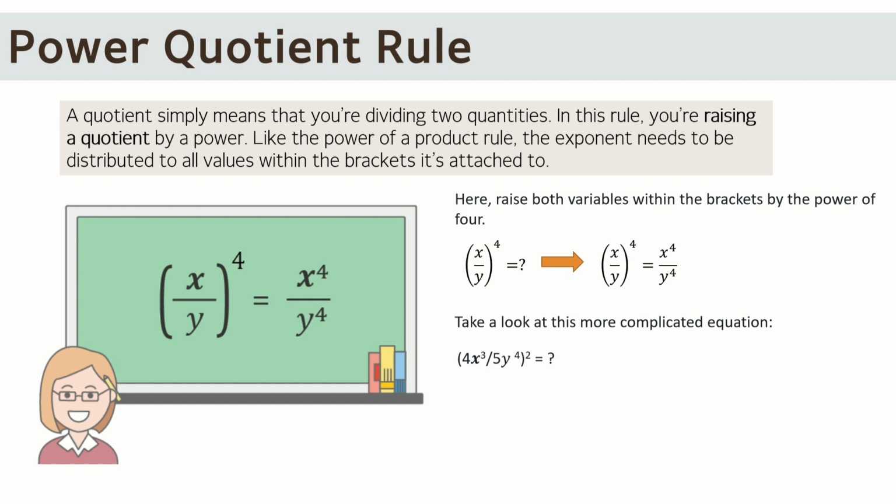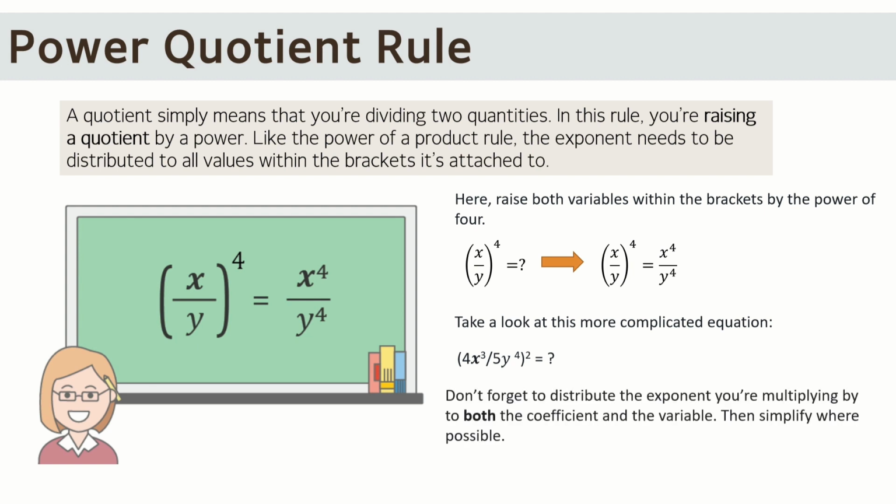Let's say we have the quantity of 4x cubed all over 5y raised to 4, raised to a power 2. Don't forget to distribute the exponent. You're multiplying it to both the coefficient and the variable. Then simplify where possible. So from here, we're going to distribute the exponent. That is now 4 raised to 2, x raised to 6 all over 5 raised to 2, y raised to 8. Next, we're going to simplify.